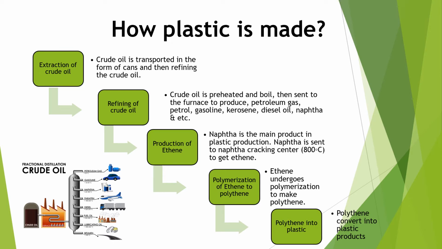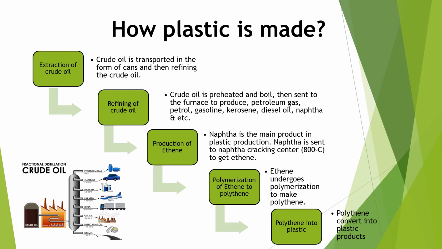Now I'd like to introduce how the plastic is made. The following are the 5 steps to make plastic. In the first step, the crude oil is extracted from underground. The crude oil is transported in the form of cans and then the crude oil is refined.